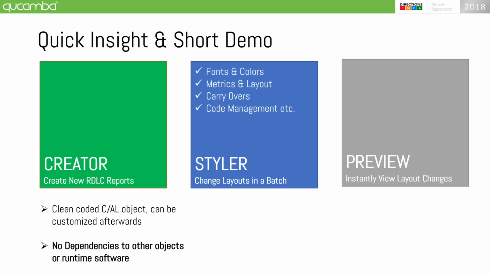The styler is used to change the visual design of a layout or to even change structural parts of a report. There are many styles available, for example, for replacing colors or fonts, changing matrix. One of our most popular styles lets you even implement carryovers, which are subtotals on the end of a page as well as on the top of a subsequent page. Fully automated, just within seconds.